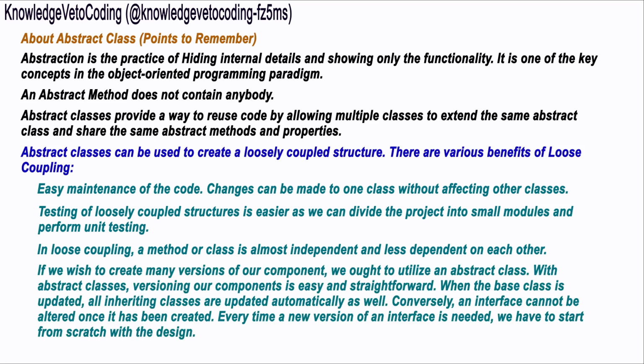If we wish to create many versions of our component, we ought to utilize an abstract class. With abstract classes, versioning our components is easy and straightforward. When the base class is updated, all inheriting classes are updated automatically as well. Conversely, an interface cannot be altered once it has been created. Every time a new version of an interface is needed, we have to start from scratch with the design.